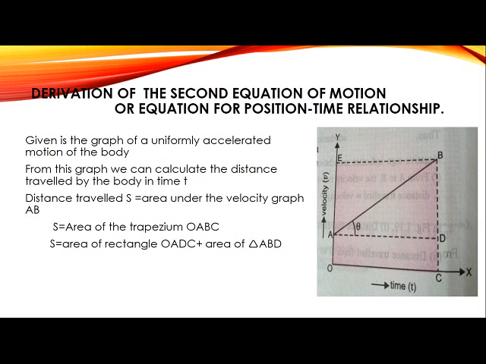How much is the distance travelled? Distance is denoted by S. So distance travelled S is equal to the area under the velocity-time graph AB. Look at the line segment AB. Below that segment, you will find that a geometrical figure is created. If we find out the area of this figure, we will be able to calculate the distance travelled by the object while moving from point A to point B.